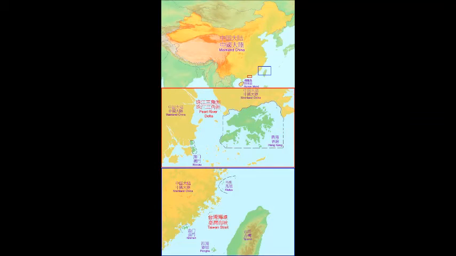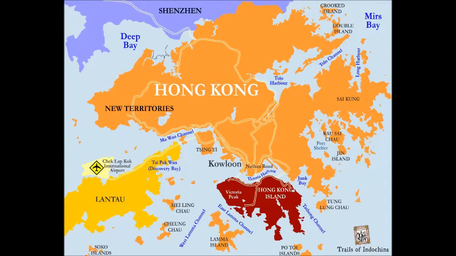Hong Kong, officially known as Hong Kong Special Administrative Region of the People's Republic of China, is a region on the southern coast of China, geographically enclosed by Pearl River Delta and South China Sea.